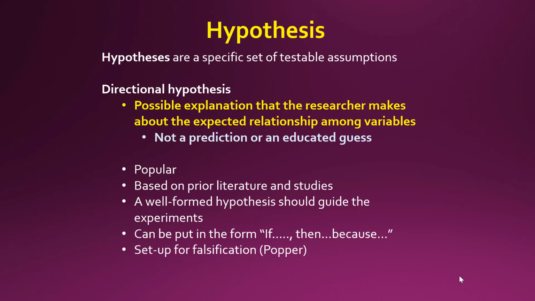Directional hypotheses tend to be the more popular type of hypothesis. They tend to be based on prior literature and studies. And a well-formed hypothesis should guide the experiments. And we can set it up in the form of if, then, because. Directional hypotheses are set up for falsification. So if you remember back to Popper, when we talked about Popper, he felt that we should be trying to falsify, and having a directional hypothesis allows us to prove that falsification.